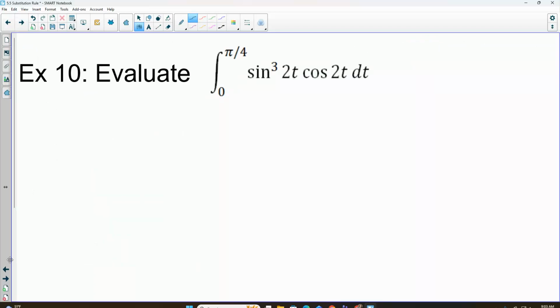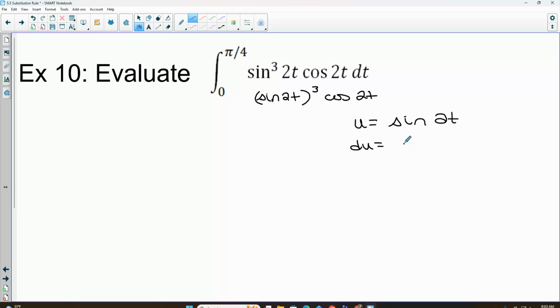Let's take a look at this one. Keep in mind, when you see sine cubed of 2t, that means you have sine of 2t to the third. And we have a cosine 2t. So I'm trying to decide what to do for my u. Which one would u be? That inside part there, the one with the higher exponent. Right, du.